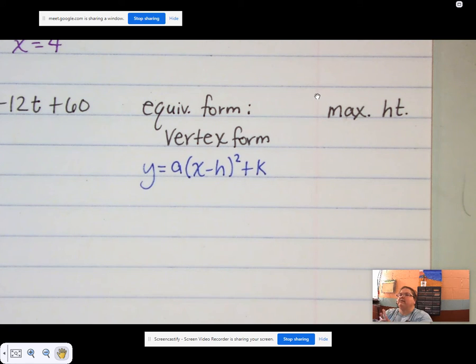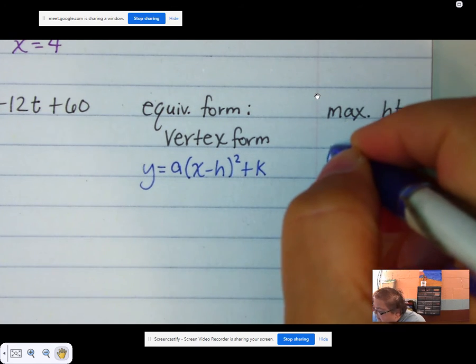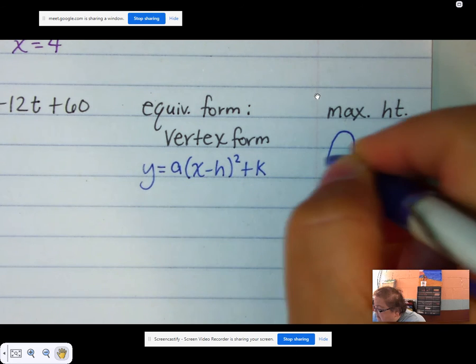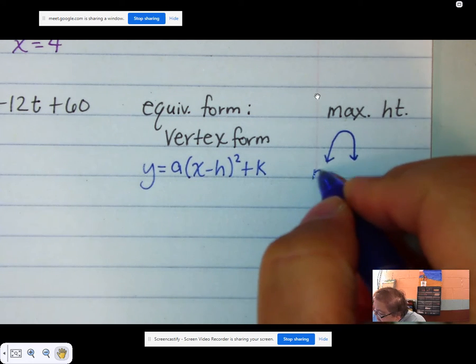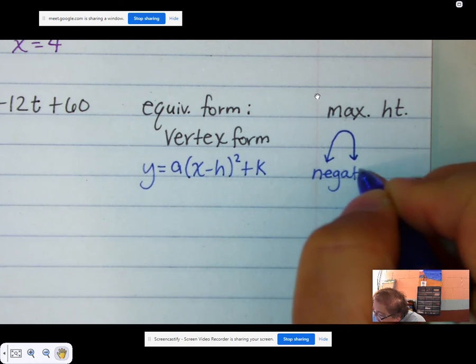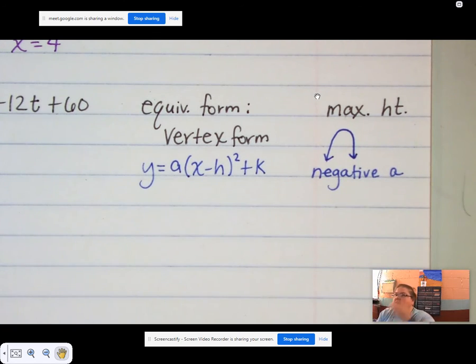If I have a maximum height, I'm talking parabola. What goes up must come down. If it's a maximum height, which way is it going? Down, right? If it's the maximum, that means my vertex is at the highest point. So my parabola is opening down. And if it opens down, that means I've got a negative A. If it's opening down, I've got a negative A.